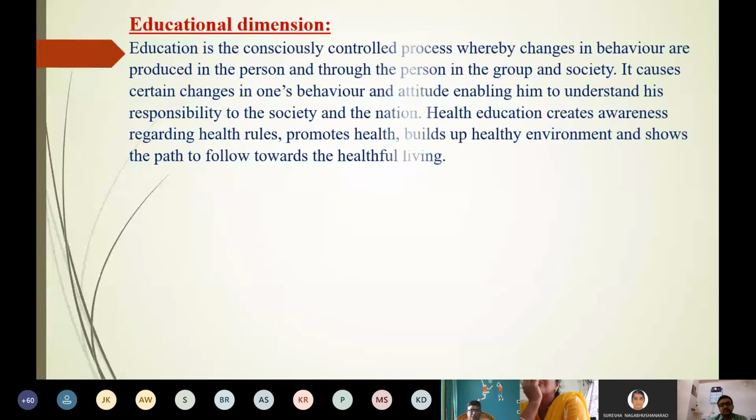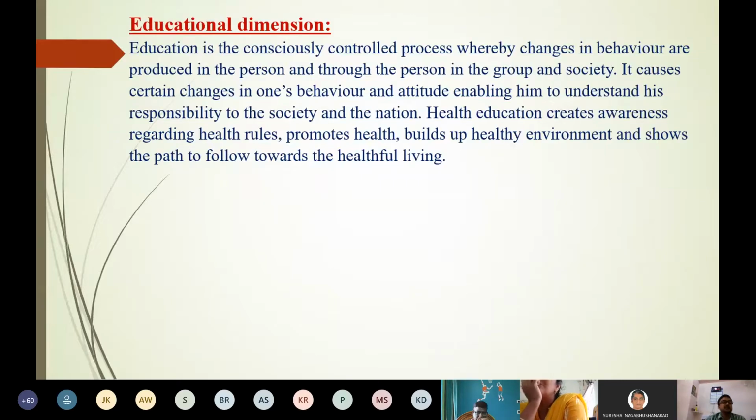Next come the other two parts, the educational dimension. It is a consciously controlled process whereby changes in behavior are produced in the person and through the person in the group and society. It causes certain changes in one's behavior and attitude, enabling him to understand his responsibility to the society and the nation. Health education creates awareness regarding health rules, promotes health, builds up a healthy environment, and shows the path to follow towards healthful living.